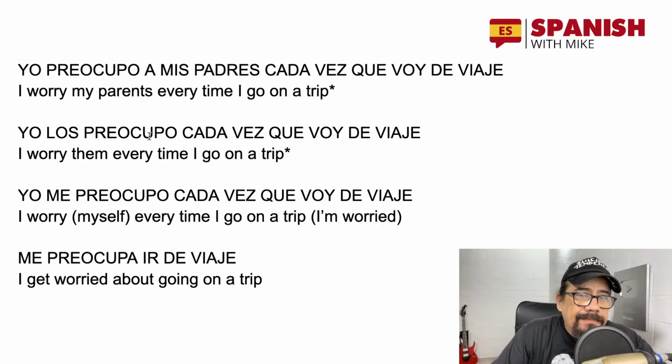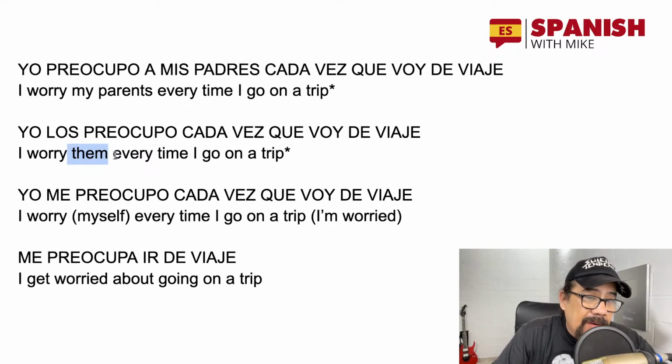As you can see, check it out. Let me show you something again here. Here, them is an object pronoun. And here, if I say myself, it is a reflexive pronoun. And here, there is no reflexive pronoun at all. It's just subject, verb, object structure.